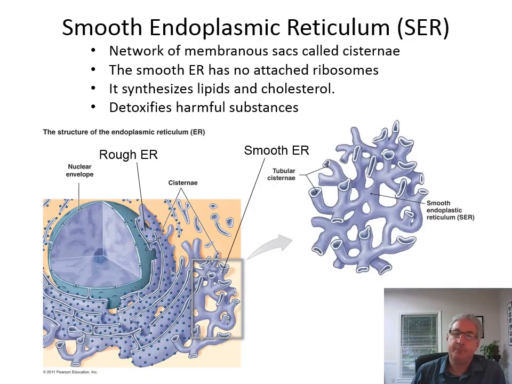Next slide. Smooth ER. These membranous sacs are called cisternae, and they're tubular. Okay, so this is smooth ER, SER. No ribosomes on it. It synthesizes lipids and cholesterol. It can also detoxify harmful substances.